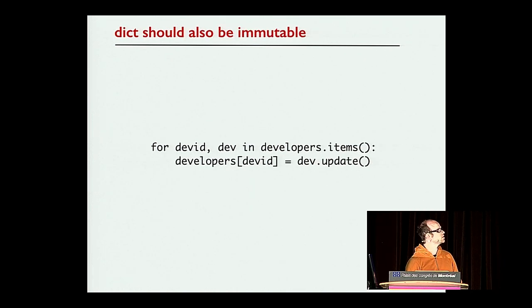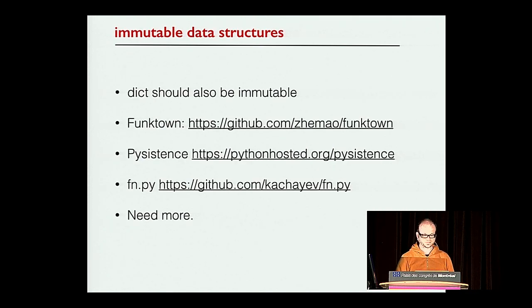But the dictionary should be immutable too, because you all have this issue sometimes. When you iterate over the dictionary and try to update it at some point, then you won't have the latest value, and you can also run into recursive loops, etc. So you also need immutable data structures.